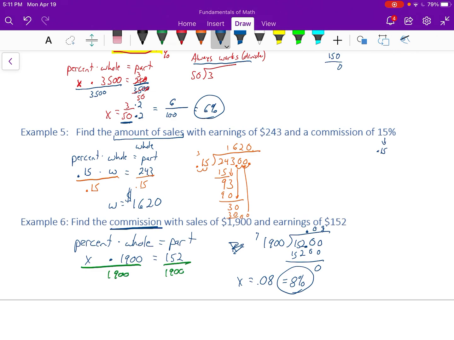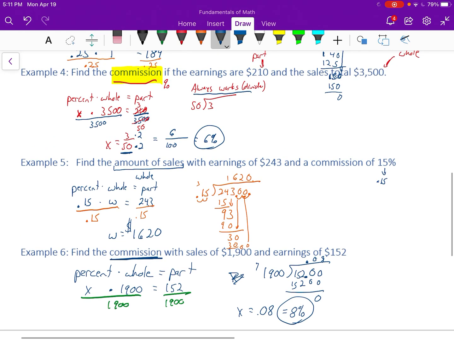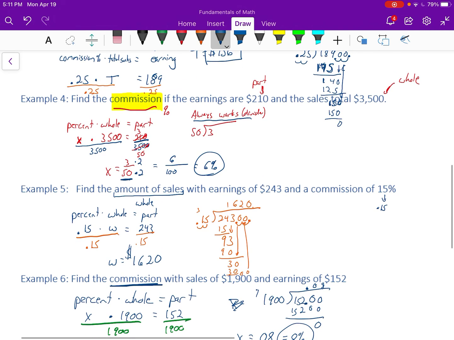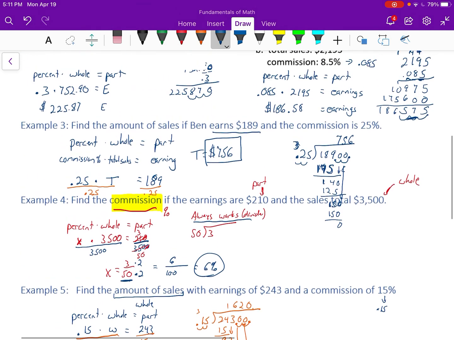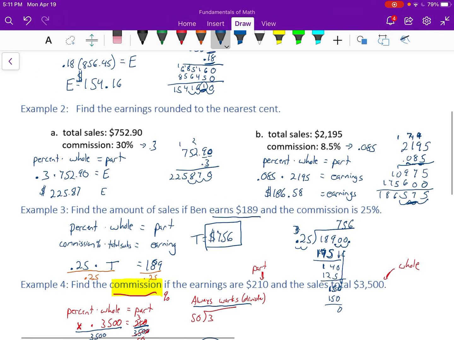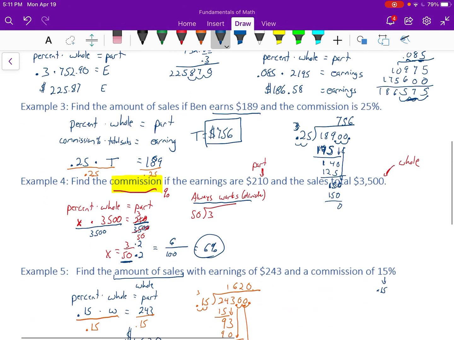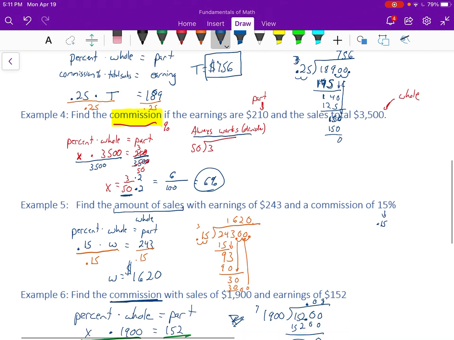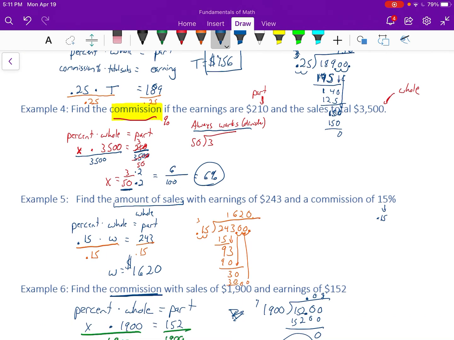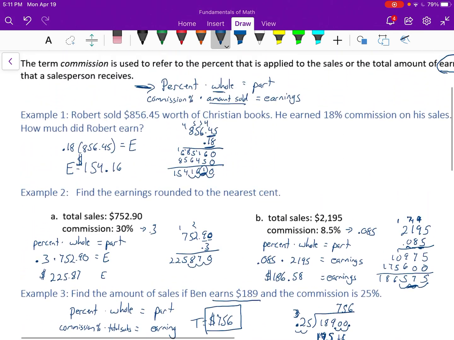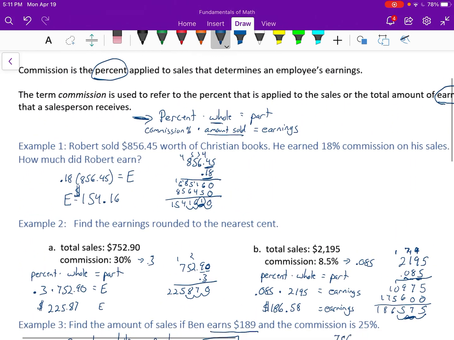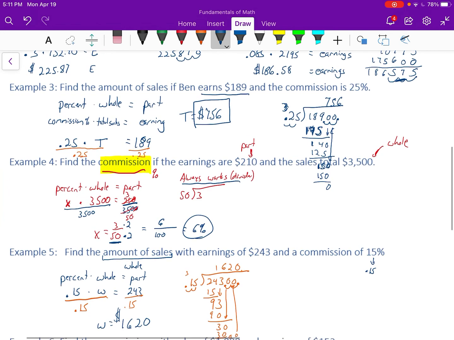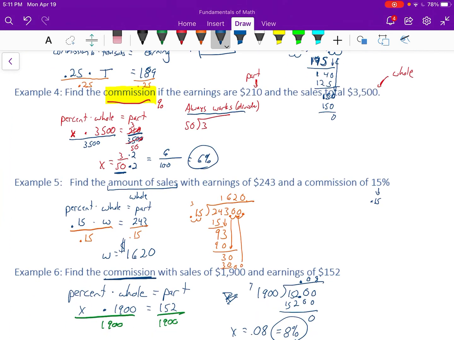And there you go. So sometimes, looking at the whole lesson, you want to find the total sales, like in example 3. Sometimes you want to find the commission, like in example 4 and example 6. And sometimes you want to find the earnings, which was example 1 and example 2. So you have plenty of examples to follow as you work through your assignment.